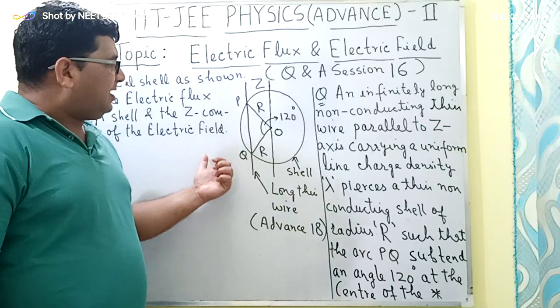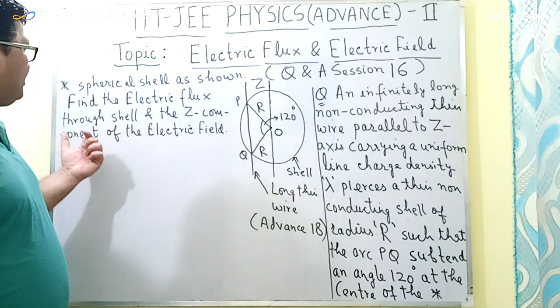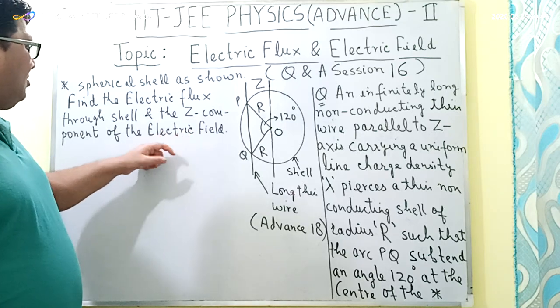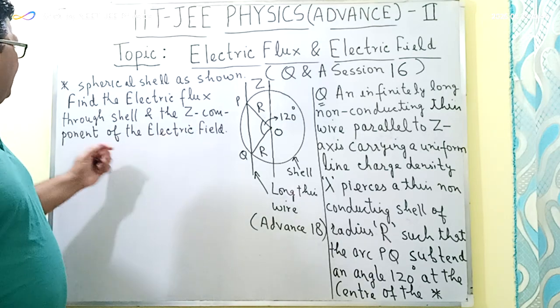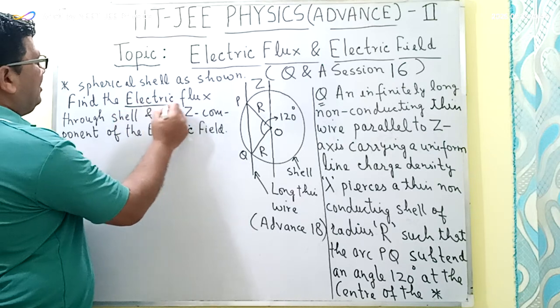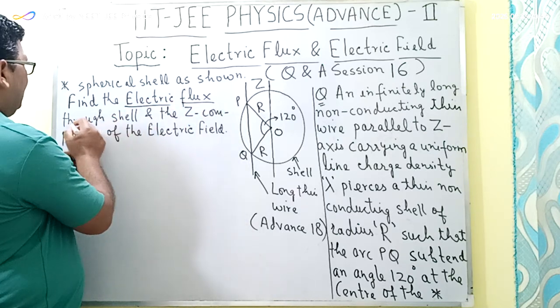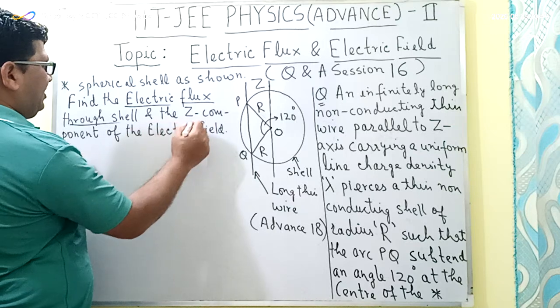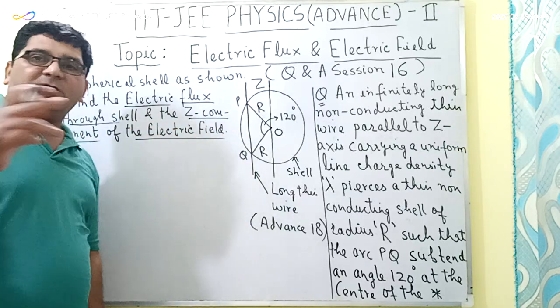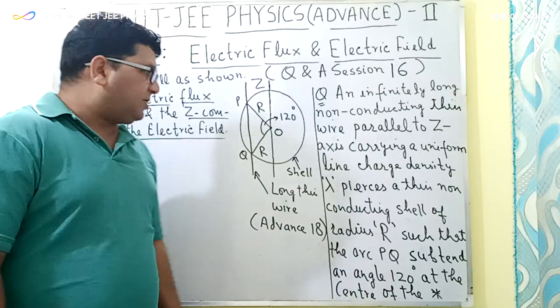In this question I have simply modified that question by omitting those four options, and in place of it we are now supposed to find the electric flux through the shell and the Z component of the electric field. These were the two important things which were a part of those four options.